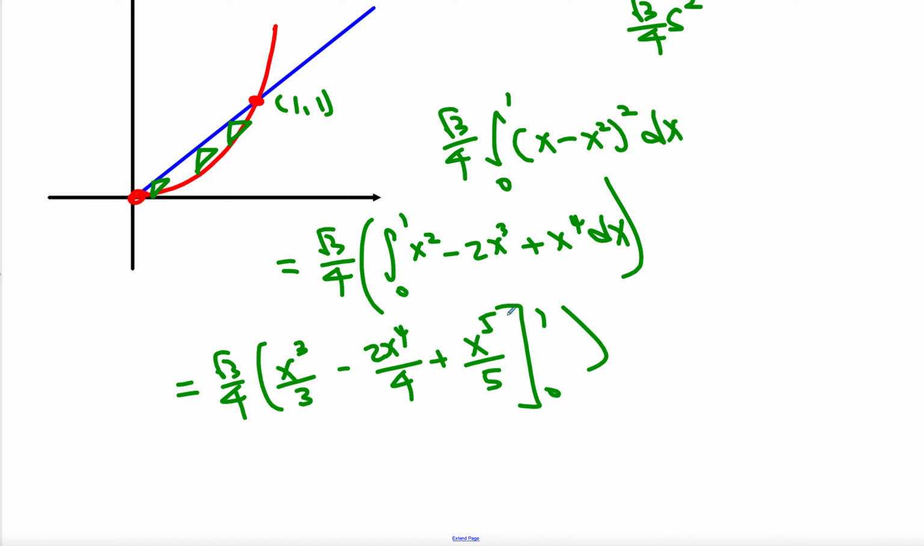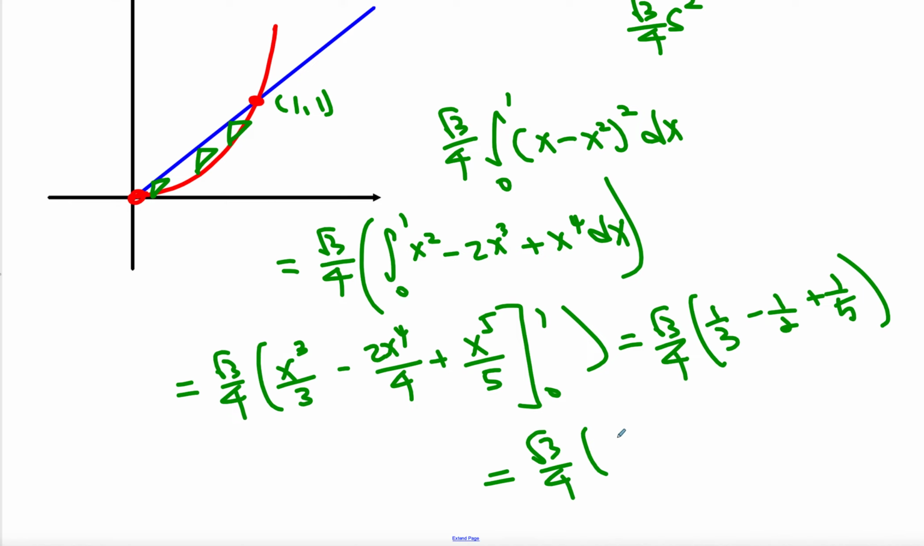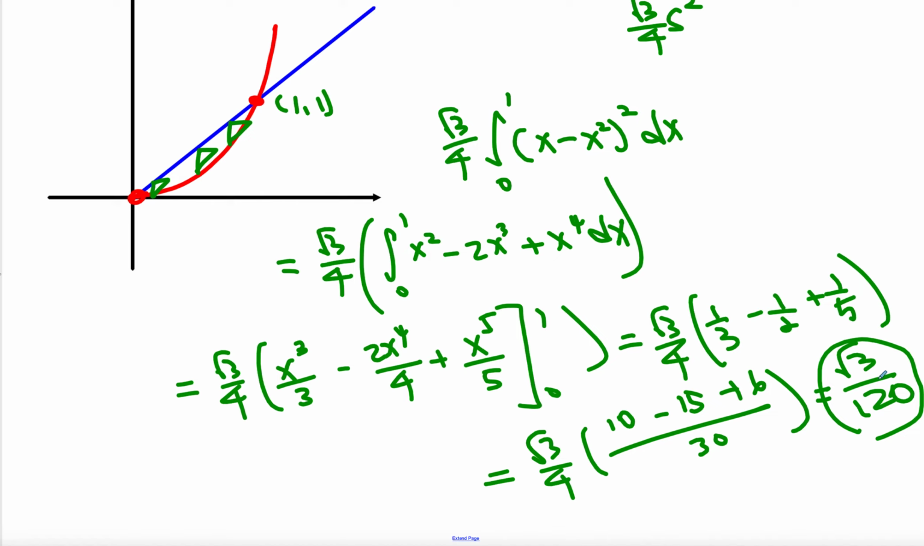But if you have to plug in 1, everything only has the coefficients left. So radical 3 over 4 times (1/3 minus 1/2 plus 1/5). I can make the denominator 30. So then we get radical 3 over 4 times (10 minus 15 plus 6) over 30. That's what we can do. And then here we get 1 over 30. So our final answer is radical 3 over 120.